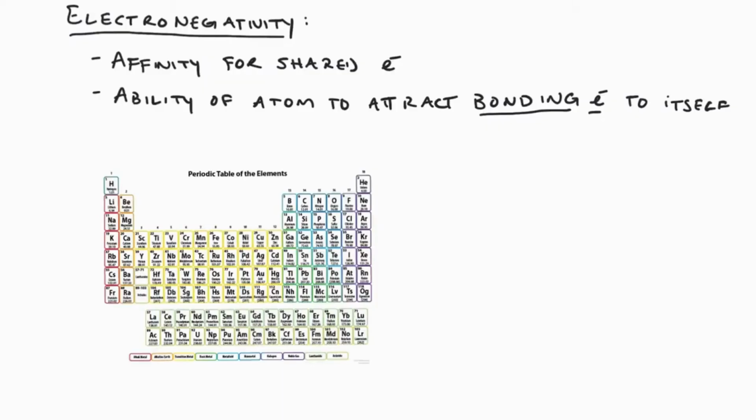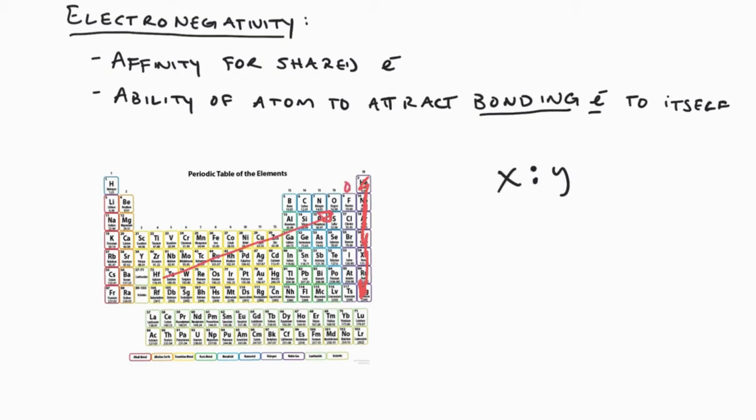Okay, so remember that electronegativity is the affinity of an atom for shared electrons, essentially the ability of an atom to attract bonding electrons to itself, right? So if I have a bond here that I'm forming between element X and element Y, and remember that that's two valence electrons, the pull from X on those valence electrons is its electronegativity, and the pull from Y is its electronegativity. Remember that because noble gases don't typically bond, they don't typically have electronegativity values, and that electronegativity values increase as we get closer towards fluorine.